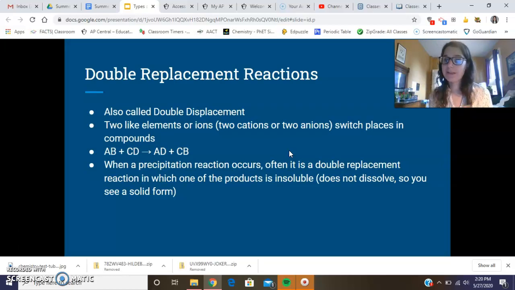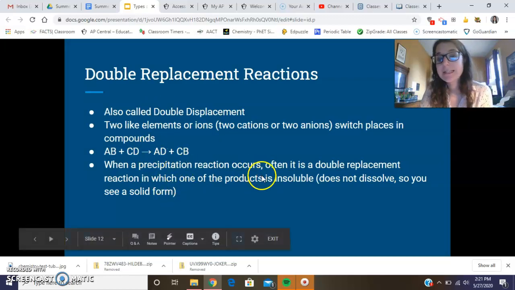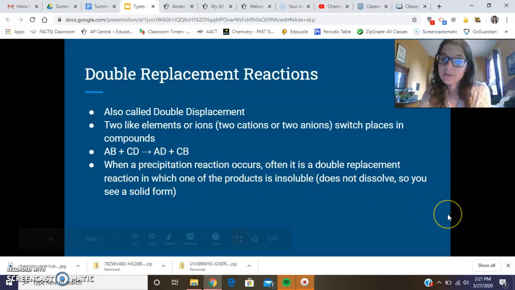But here we have 2 like elements or ions, so 2 cations or 2 anions that switch places in compounds. So that symbolic equation would be AB plus CD yielding AD and CB. So here A and C switch places, or you could also say that D and B switch places. When we have a precipitation reaction, which is when we have 2 liquids, we add them together, and then we get a solid somehow in the end, that is a common example of a double replacement reaction, but is not the only example. And we say that the product, the precipitate, is insoluble. That means it doesn't dissolve in the solution, so you have a solid.